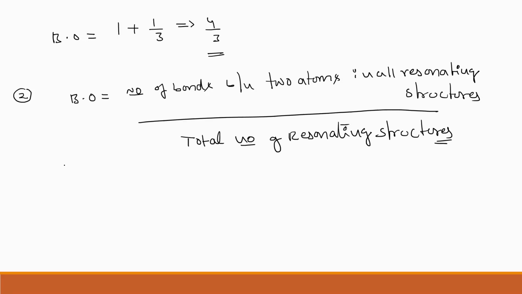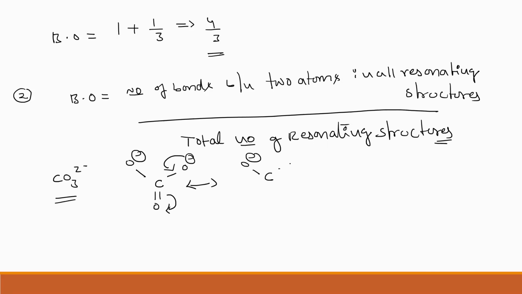Let's take the same example, CO3 2-, and calculate the bond order using this second method. Now I am going to write the resonating structures of the carbonate ion. This is one resonating structure. Here we want to calculate the bond order between carbon and oxygen. Whenever this electron migrates like this and this electron migrates like this, the structure of the carbonate ion is like this.